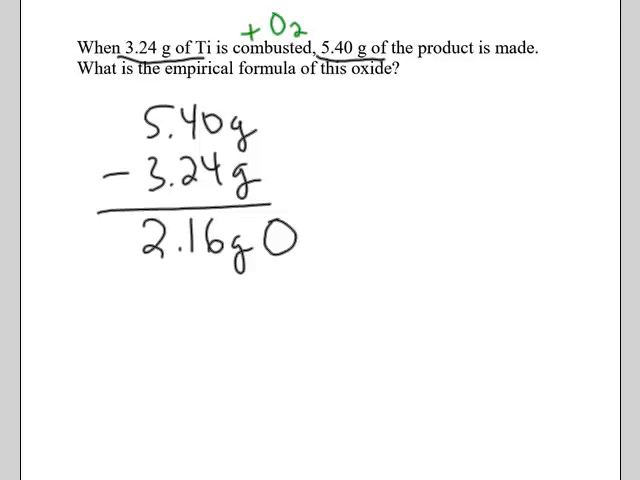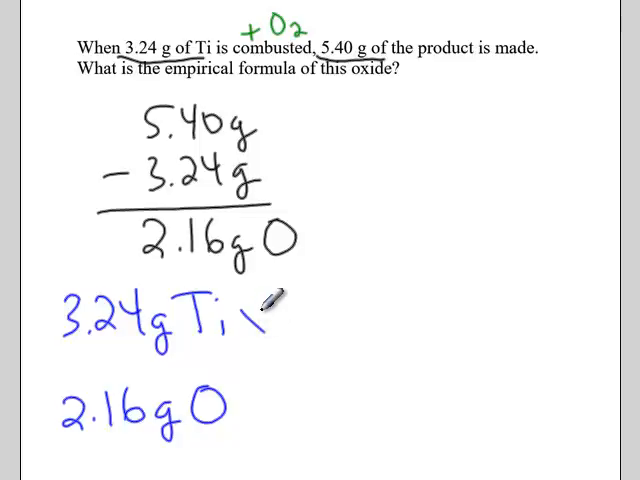This time we're not going to start with 100 grams. We know how many grams of each we have. We have 3.24 grams of titanium and we have 2.16 grams of oxygen. Both of these are going to be turned into moles using the periodic table. Grams of titanium into moles.